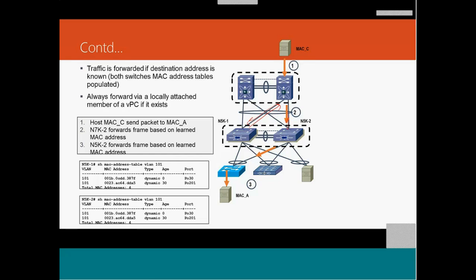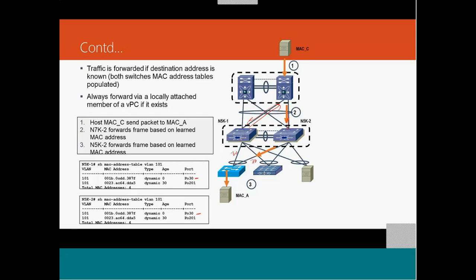Now, suppose there are any questions so far? All right. Notice over here in this scenario on both the N5Ks, this is port channel 30, and these are the member links of port channel 30, right? So on N5K1, this MAC address is learned over port channel 30. And on N5K2, this is also learned over port channel 30 because it was automatically synchronized over CFS.